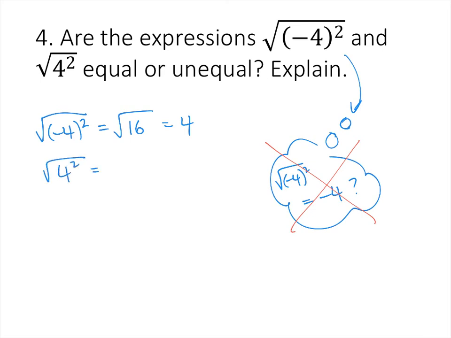Similarly, 4 squared is 16. No negatives there to worry about. And the square root of 16 is also 4. So these expressions are equal. So don't just think, oh, a square root and a square are going to cancel each other out. It's not quite that simple.